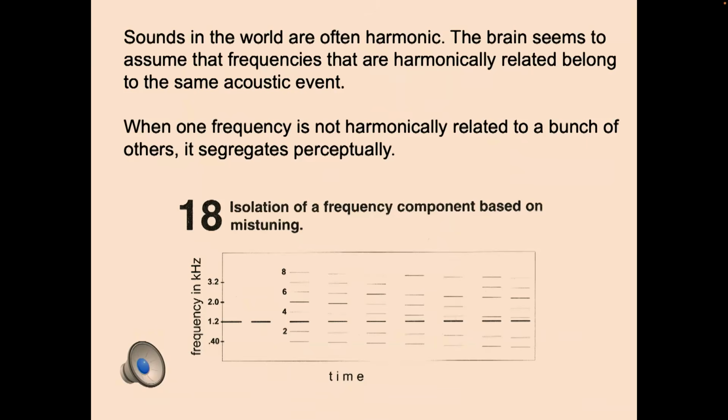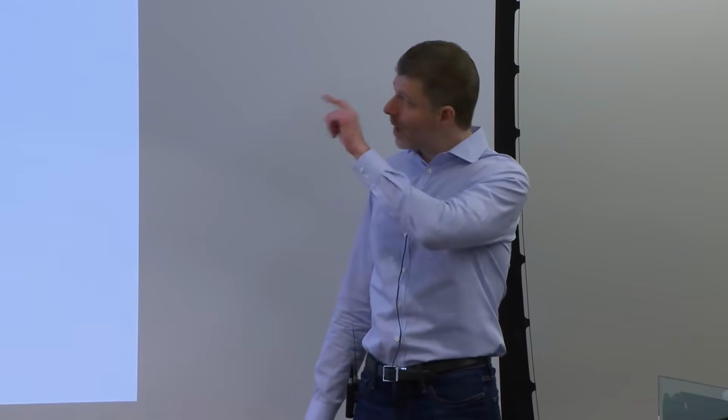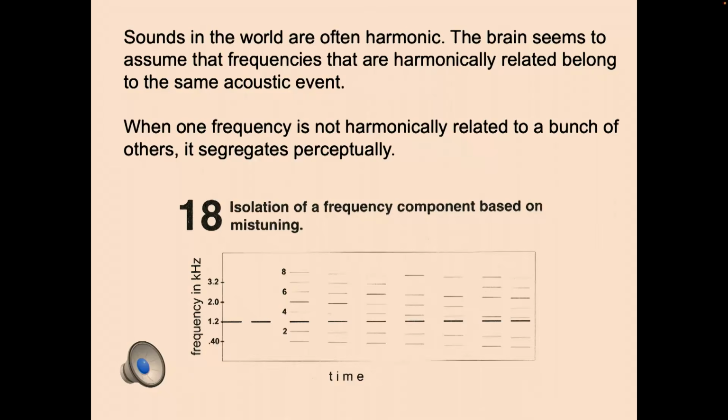Another very basic property of natural sounds that we have already talked about at some length is harmonicity. Sounds in the world are often harmonic, and the brain seems to assume that frequencies that are harmonically related belong to the same acoustic event. One piece of evidence for this is that when one frequency out of a bunch is not harmonically related to a bunch of others, it tends to segregate perceptually. This is often known as harmonic mistuning. We'll hear a demonstration where you can listen for this for yourself.